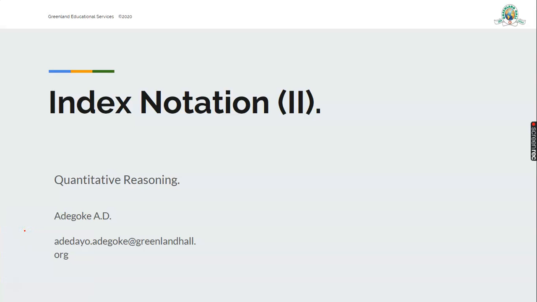Our subject is quantitative reasoning, and today our topic is index notation 2. We've talked about index notation 1. We treated it before this lesson. So today our focus is on the second part of this interesting topic.